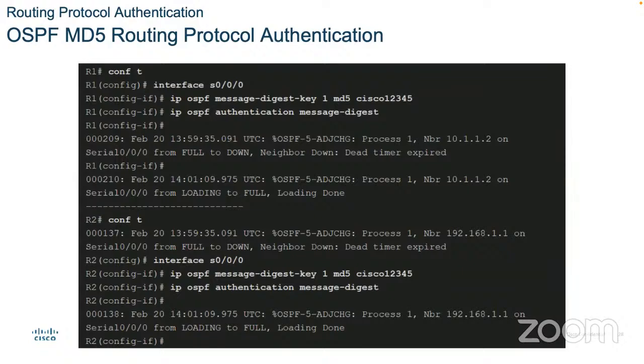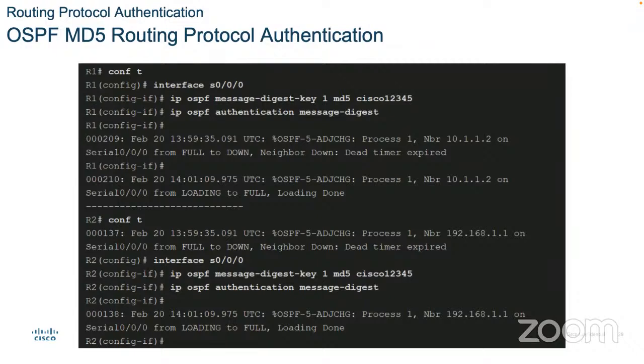We can enable things like MD5 authentication with a command, with this third command, for example. The area authentication message-digest router configuration command is another one that is used. This method forces authentication on all OSPF devices. If a device is not configured with a message digest key, it won't be able to form any adjacencies with other neighbors. This is enabled on a per interface basis.